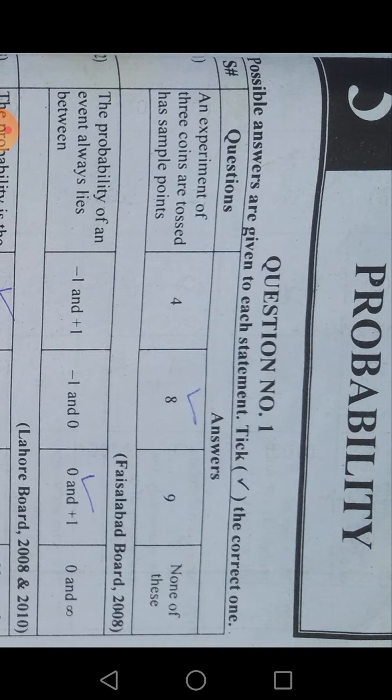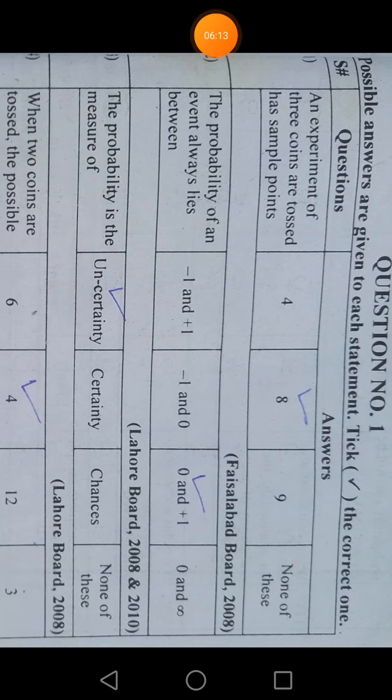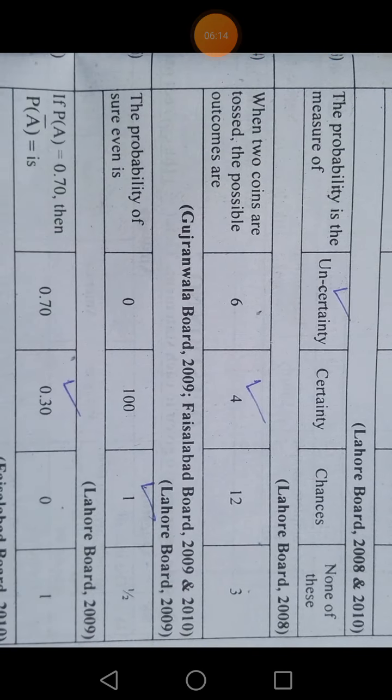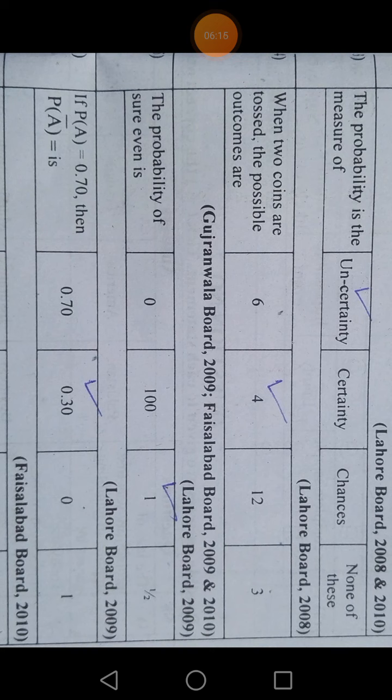An experiment of 3 coins being tossed has 8 sample points. When we toss 3 coins, the sample points number 8. The probability of an event always lies between 0 and 1. Probability is a measure of uncertainty.